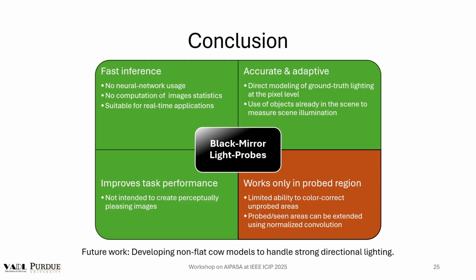Our method has a limitation, that is, it has limited ability to color correct the unprobed areas. However, extending probe regions using normalized convolution is proposed as a workaround. Future work could include developing non-flat cow models to handle strong directional lighting.